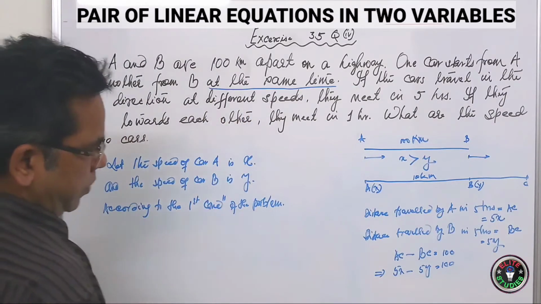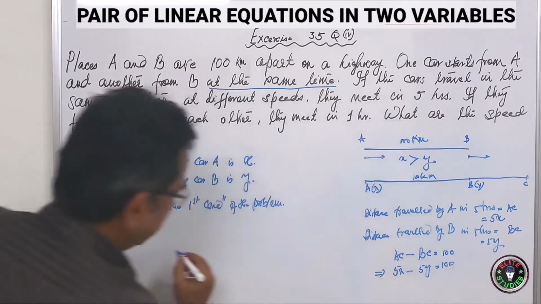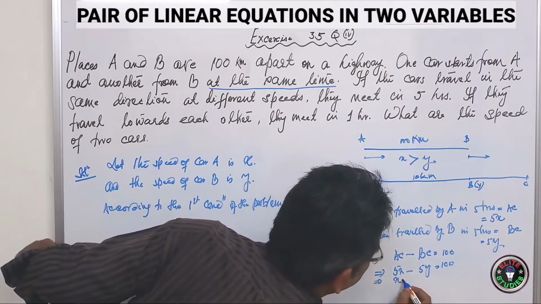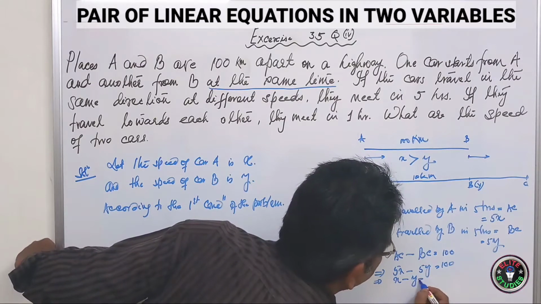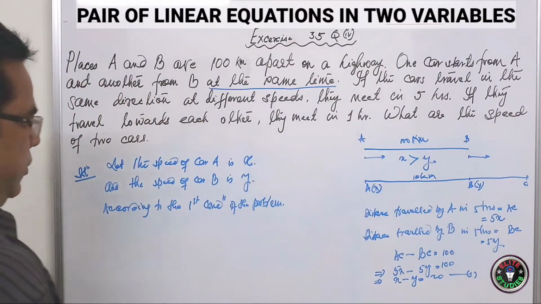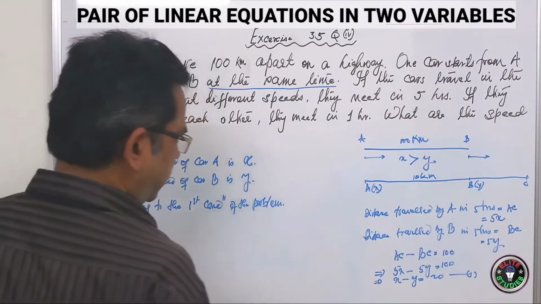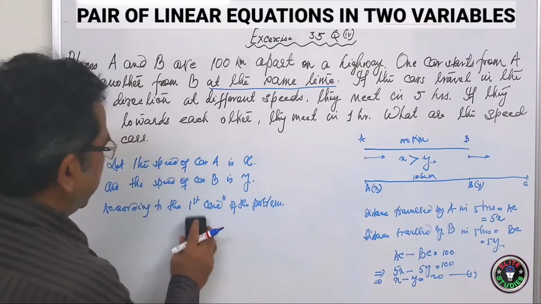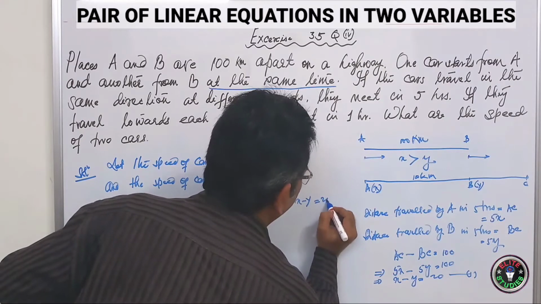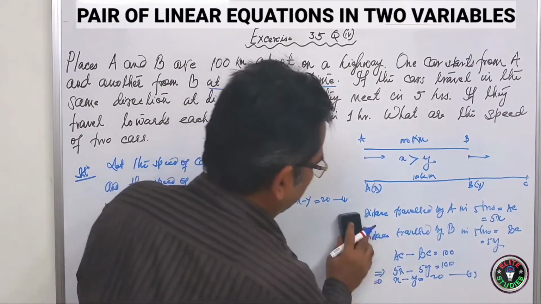According to the first condition of the problem, if you simplify it, we get x minus y is equal to 20. This is equation 1. Now let us frame the second equation. So from the first condition we got x minus y is equal to 20. This is equation 1.